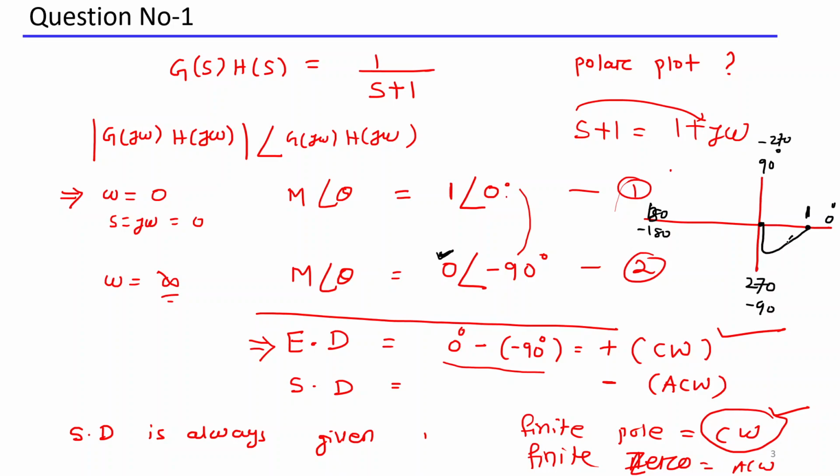You can see your starting direction and your ending direction are both clockwise. That's a small doubt, sir: how do you arrive at the starting direction as a finite pole clockwise and a finite zero anti-clockwise? Because you have only poles, there is no zero here. That's why, with one pole, it is clockwise by default.